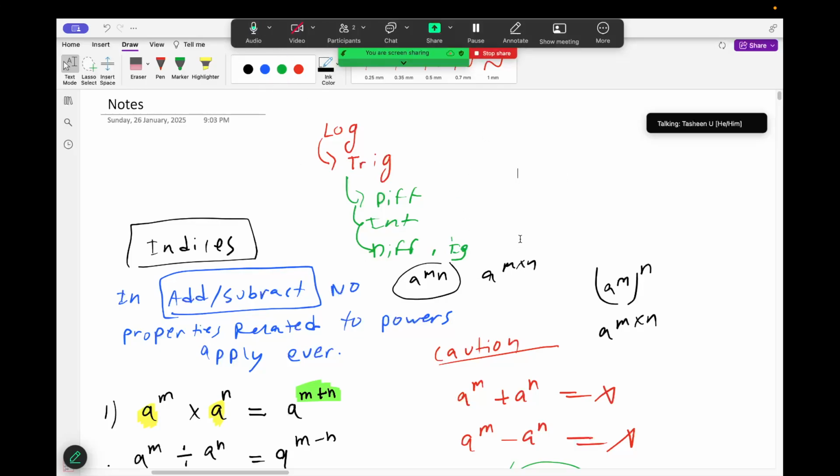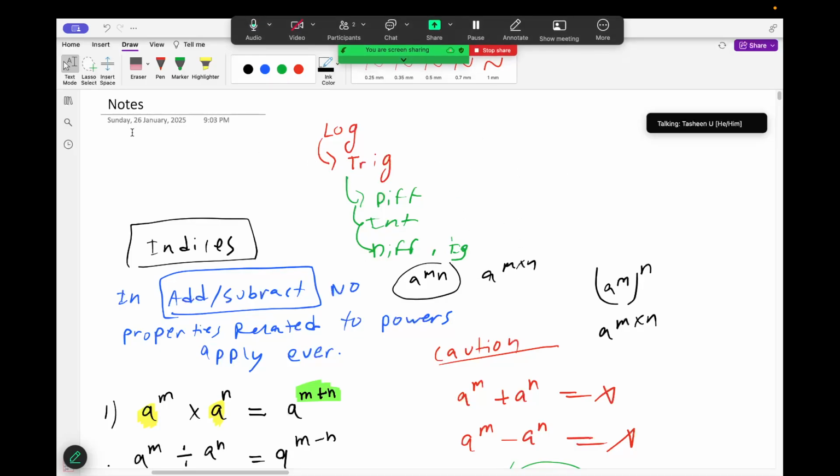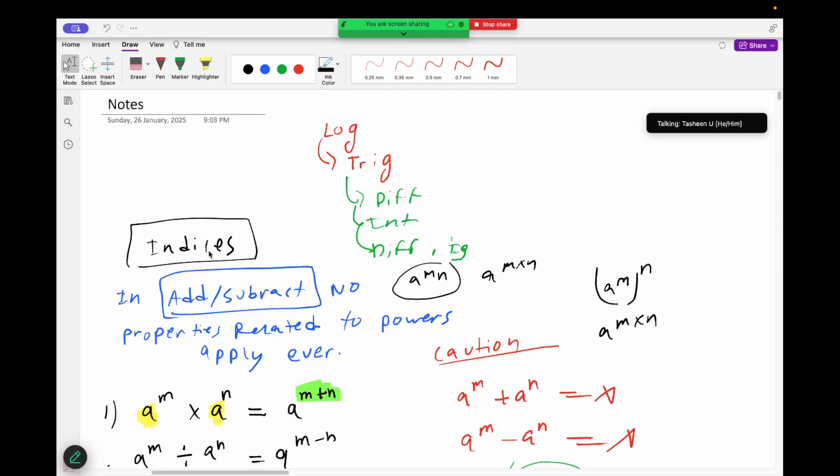Alright, so let's get started with our new topic of indices, surds and logarithms. This is very important, especially for those pursuing A-level mathematics, because this chapter is the foundation for trigonometry, and trigonometry is the foundation for differentiation, integration, and differential equations. So if you don't have a solid foundation here, you will suffer consequently in all of the following chapters.